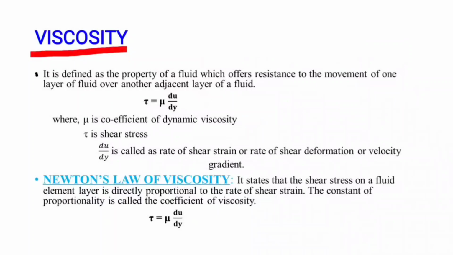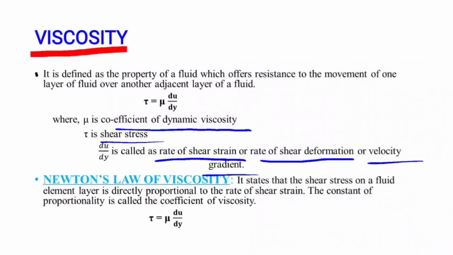See, what are the terms? Tau is called shear stress. Du by dy is called the rate of shear strain or rate of shear deformation or velocity gradient. It has three names: rate of shear strain, rate of shear deformation, or velocity gradient. The proportionality constant mu is called the coefficient of dynamic viscosity. I hope this is understood.